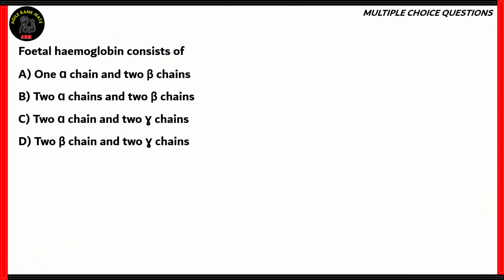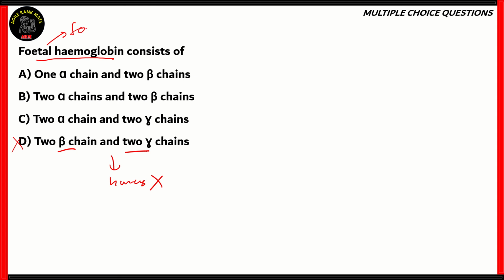Now let's look at the final question for the day. Fetal hemoglobin consists of: 1 alpha and 2 beta chains, 2 alpha and 2 beta chains, 2 alpha and 2 gamma chains, 2 beta and 2 gamma chains. Now let's look at each of the options. 2 beta and 2 gamma aren't found in humans, so therefore option D is incorrect.